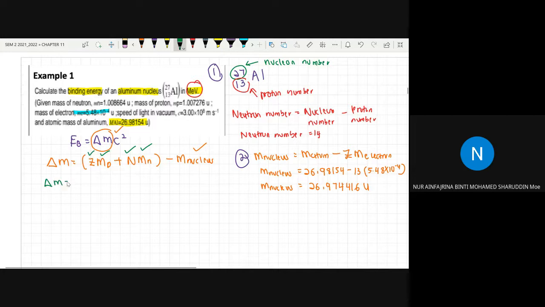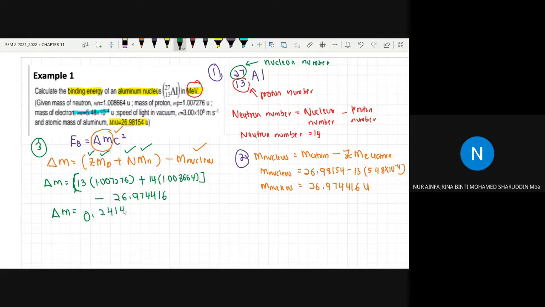So for the mass defect, the number of protons is 13. Mass of proton 1.007276. Number of neutrons 14. Mass of neutron 1.008664. Mass of nucleus, we already calculated, 26.974416 U. So this is your third step. So you will get your mass defect: 0.241468 U.